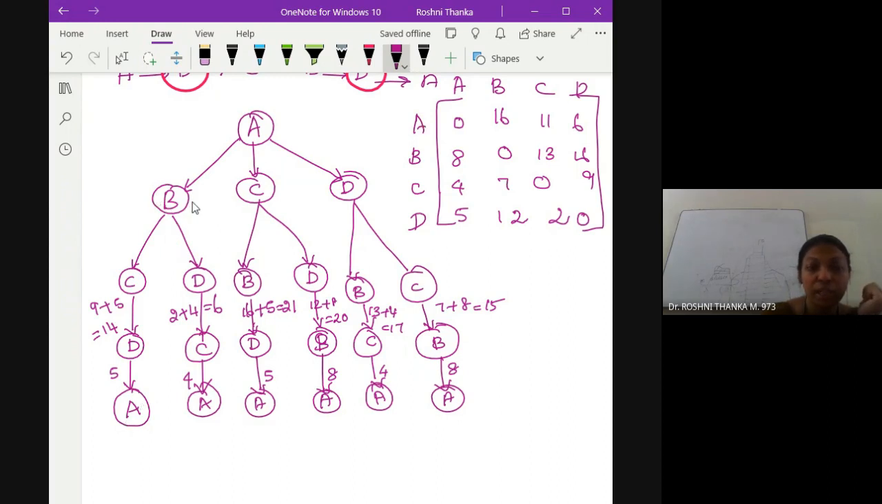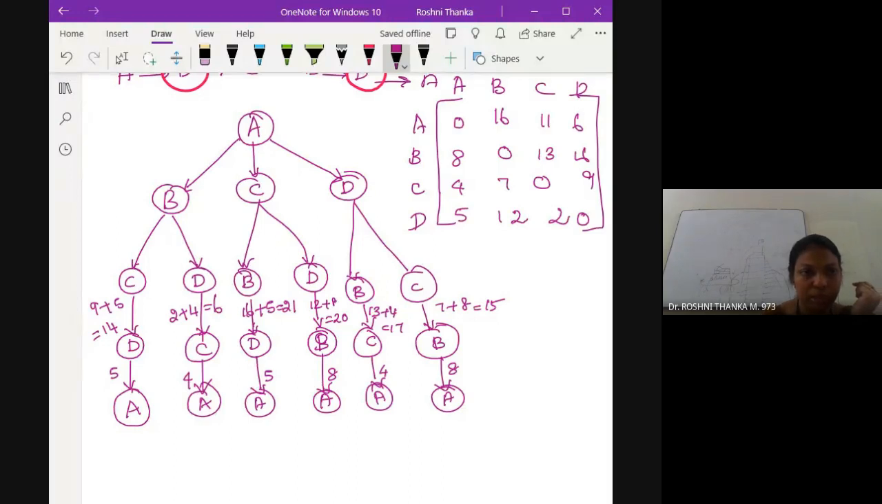Now if you see here, if I want to reach from B to A, I have two options. Either I can go through B, C, D, A, or I can go from B to D, then from D to C, then to A. So which route is suitable? We have to find the minimum cost. So again we have to find the cost for this and the cost for this, and find the minimum of it.